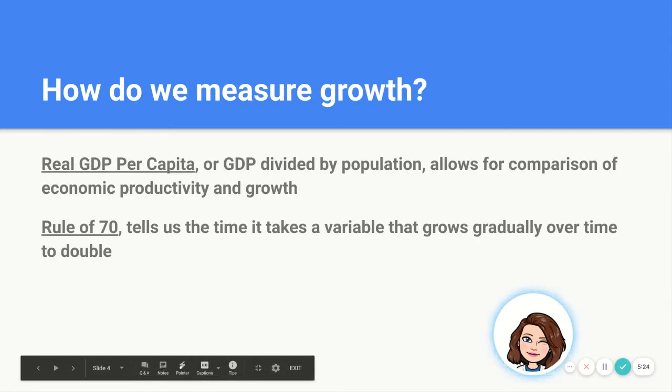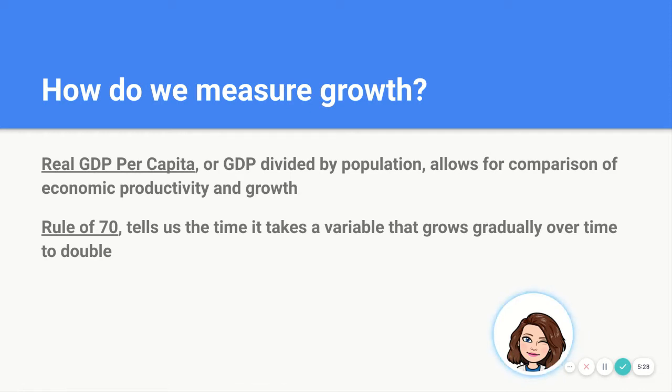So how do we measure economic growth? There are two ways we can measure economic growth. First is through real GDP per capita, which is GDP divided by the population. This allows for a true comparison year to year of economic productivity and growth.